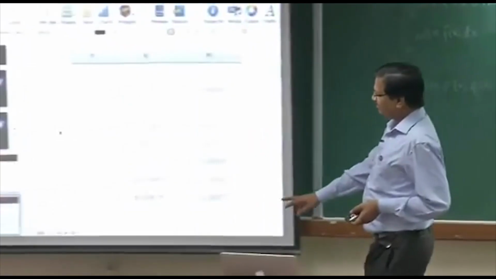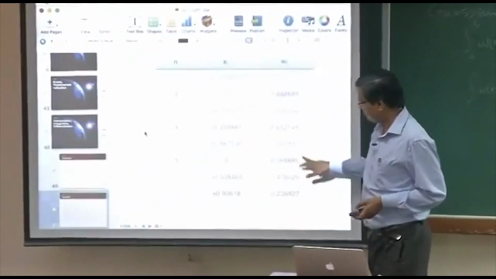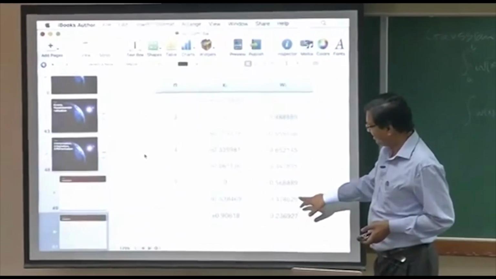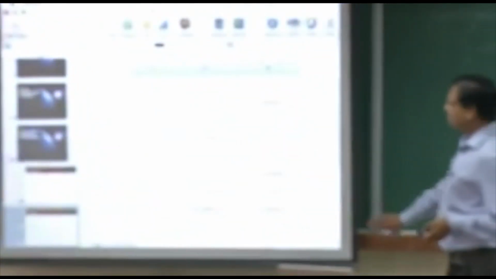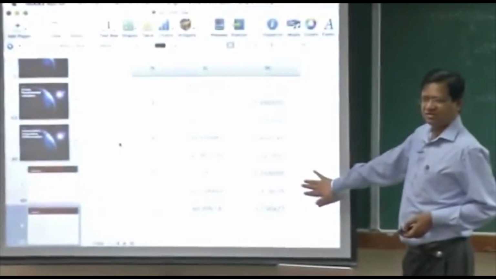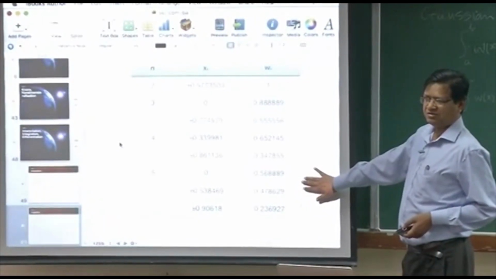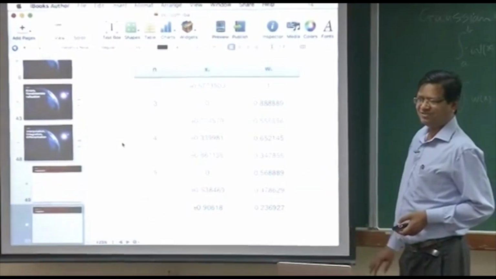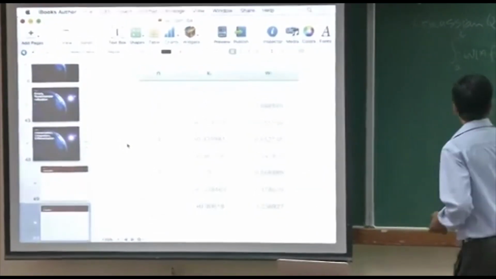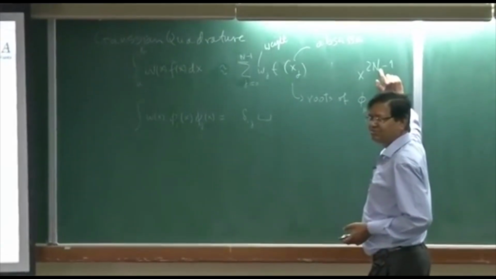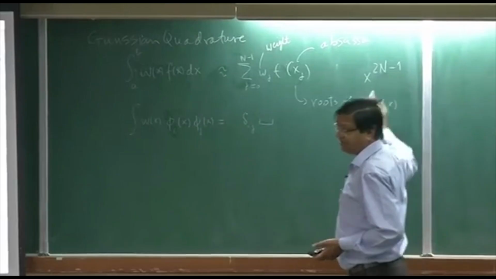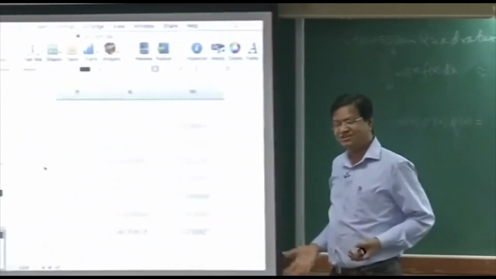So we can get up to 5. So these are the 5 roots, 5 weights, because basically for these 2 values the weights are equal. It's the symmetry, plus minus symmetry. So this is good up to which polynomial? So I am choosing n equal to 5, so up to x power 9. So this is good up to x power 9. So it is very good. I mean, any polynomial up to x^9 it works.